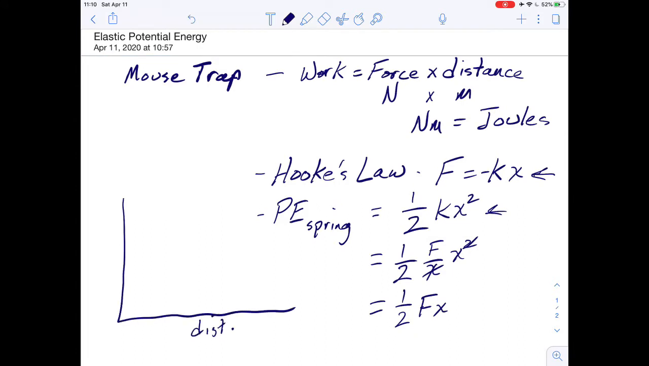Now this assumes, and we're going to see this in a second, that the curve for a graph of force versus distance is linear. Now it's going to be linear for a while, but as you pull a spring farther and farther, eventually it'll curve upward, because eventually you won't be able to stretch it at all as you stretch out the spring. So this only works for a short distance.